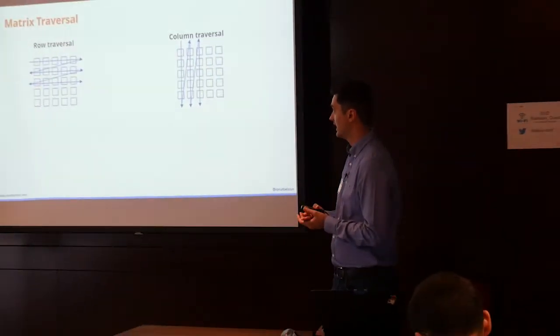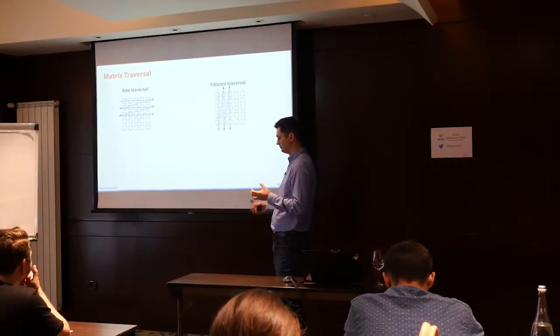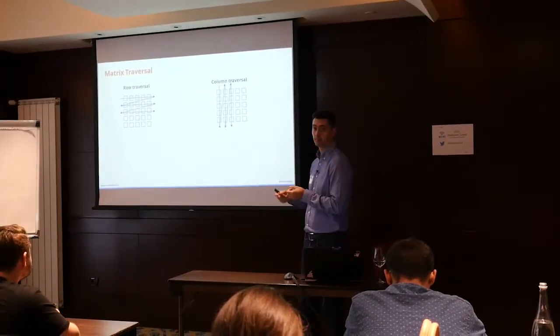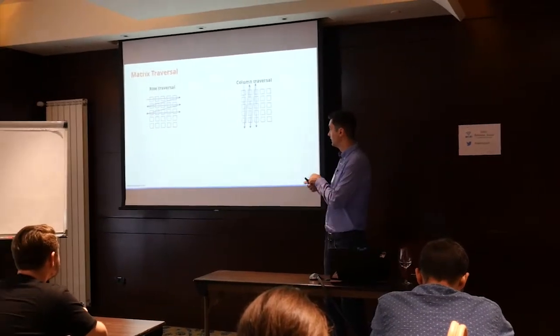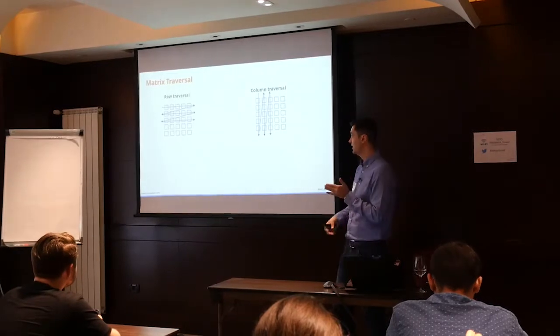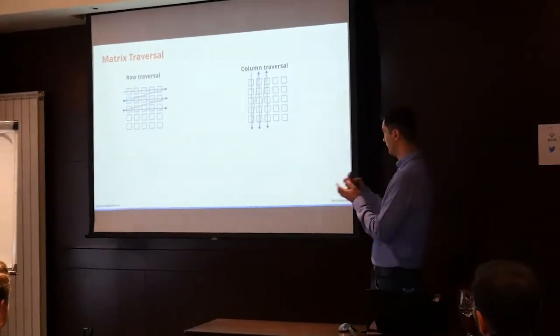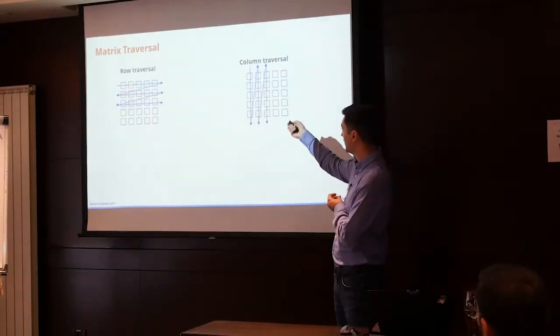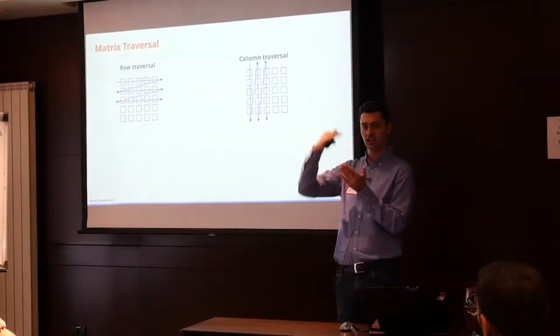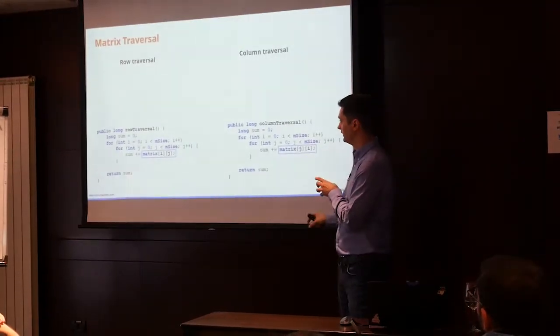In regards to that, I took a very simple problem, the problem that basically traverses a matrix. The first case is traversing the matrix in a row fashion, for example, I keep the same row and I change the columns. Versus the second one, where I keep the same column, but I change the rows. The code looks very simple.